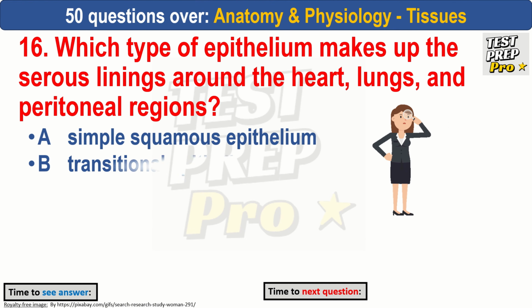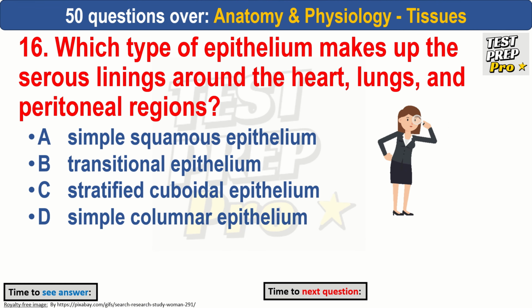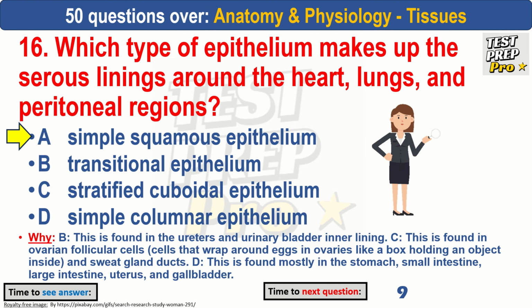Which type of epithelium makes up the serous linings around the heart, lungs, and peritoneal regions? Is it simple squamous epithelium, transitional epithelium, stratified cuboidal epithelium, or simple columnar epithelium? The answer is simple squamous epithelium. Transitional epithelium, that's found in the inner lining of the bladder and the ureters, and it's very stretchy.